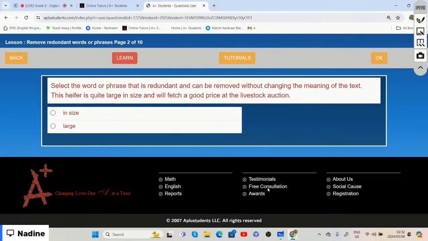All right, so we see that the heifer is quite large in size and will fetch a good price at the livestock auction.